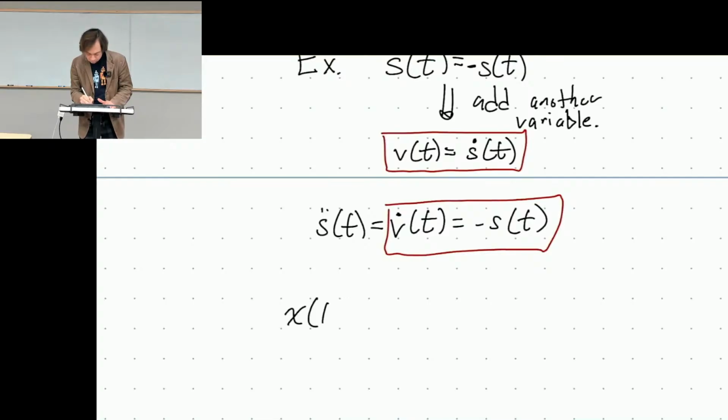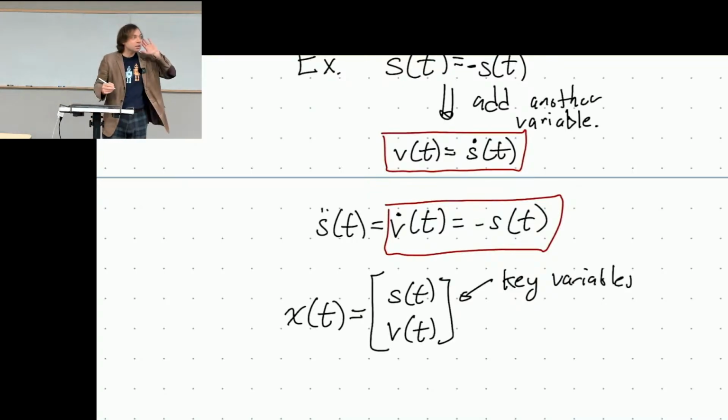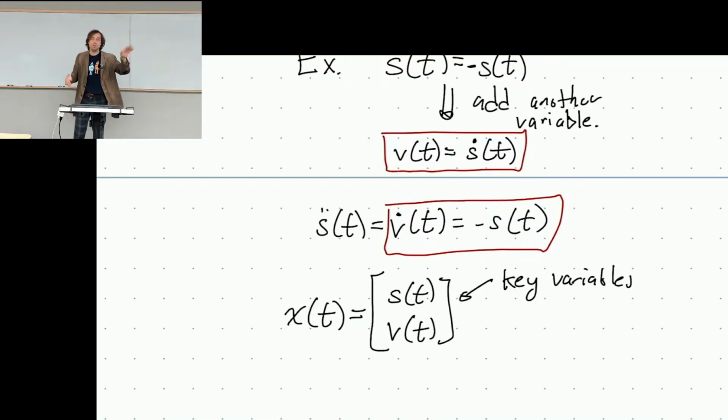So we'll put them in a little list or a vector. s of t and v of t. These are our key variables. They're in a vector. Did I hear someone say state vector? Did someone say state vector? Who said state vector? Point them out. Yes. Good job. Yeah, they're embarrassed, but yes, it's a state vector.